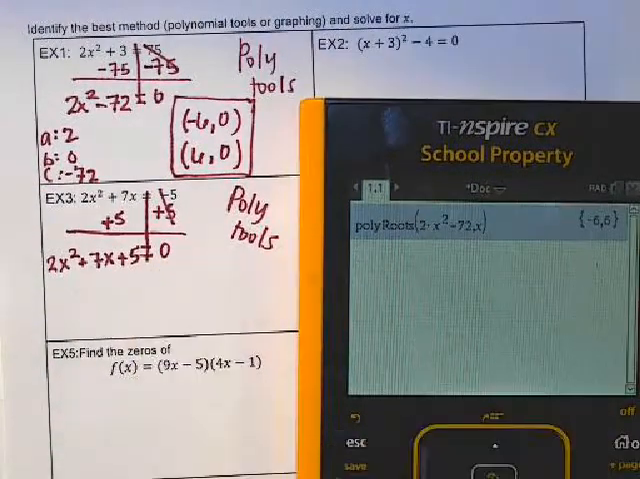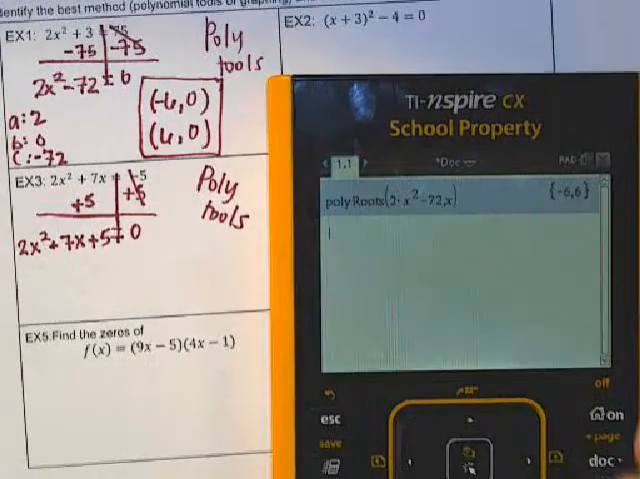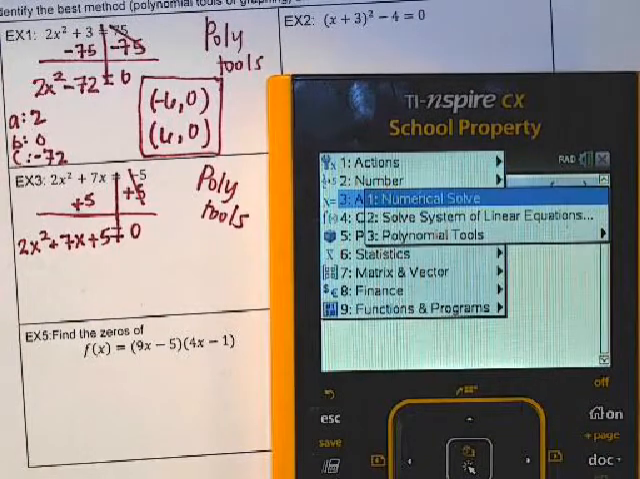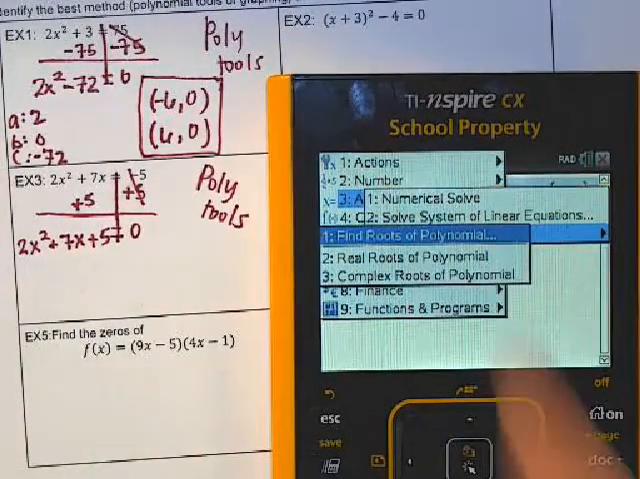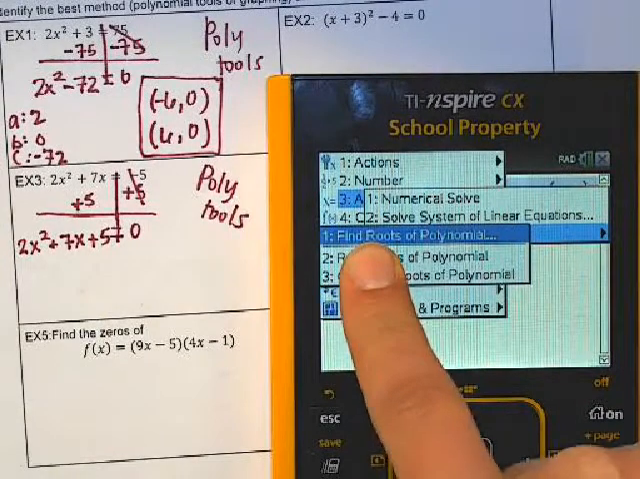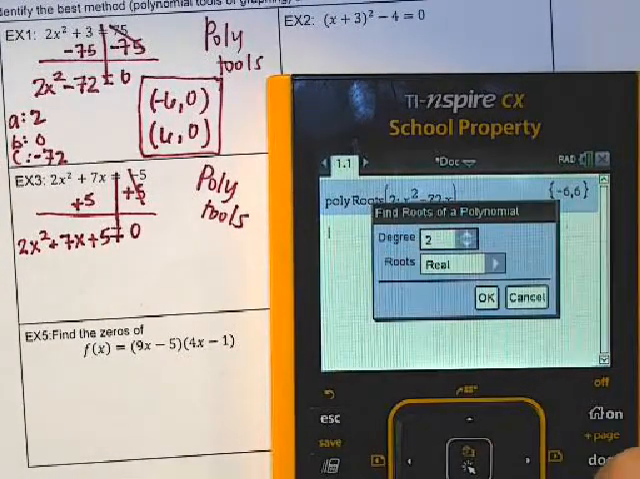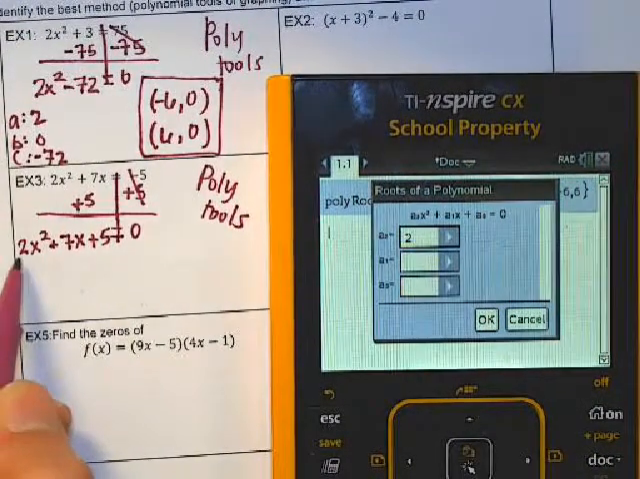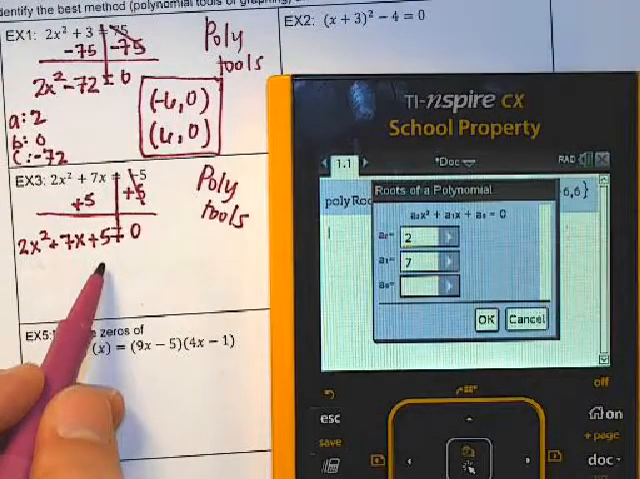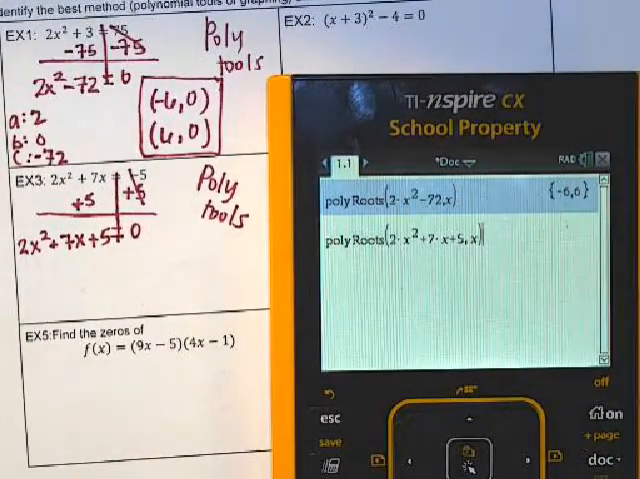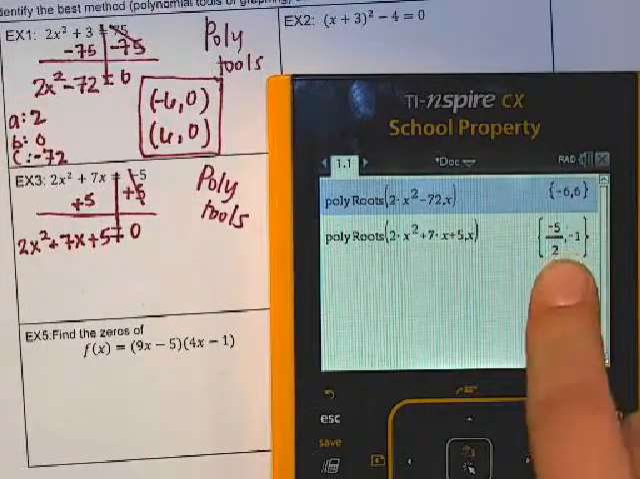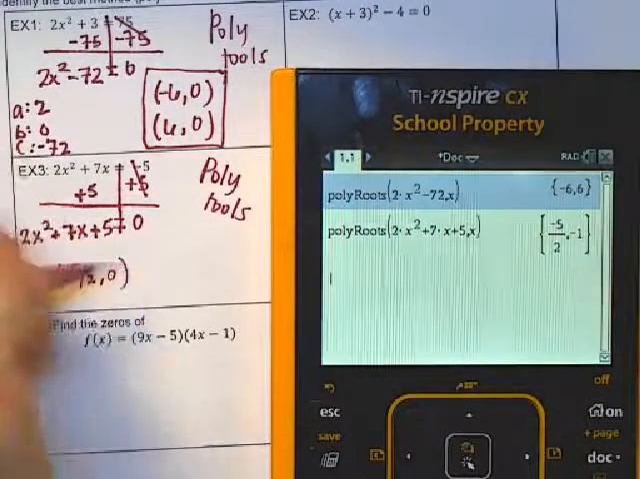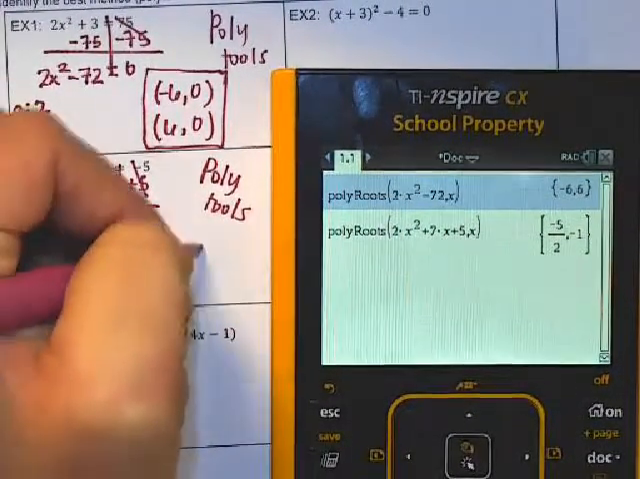So I've got it set equal to 0. We're going to plug it in Poly Tools. So hit Menu. Do it with me. Algebra. Poly Tools. I'm trying to find the roots, the x-intercepts. 2 in real, stay the same. Then I've got my 3 boxes. What's my first number? 2. Second number? 7. And 5. Enter, enter. Enter again. Is this an ordered pair? No, it's a list of numbers. So negative 5 over 2, comma 0, and negative 1, comma 0.